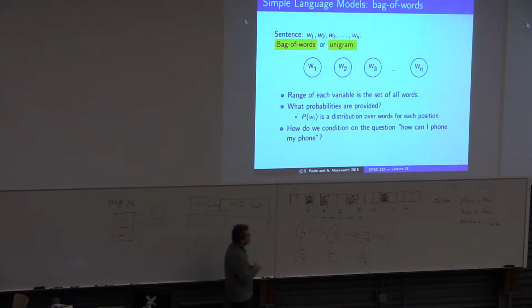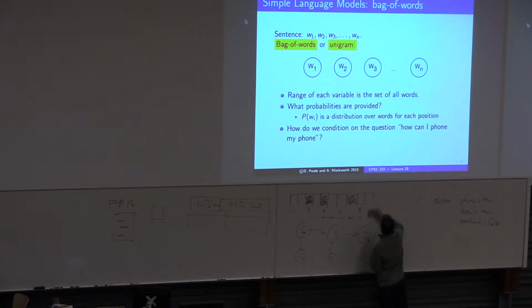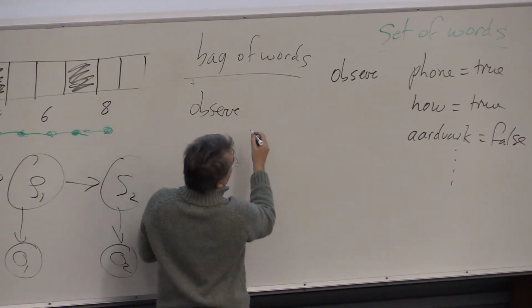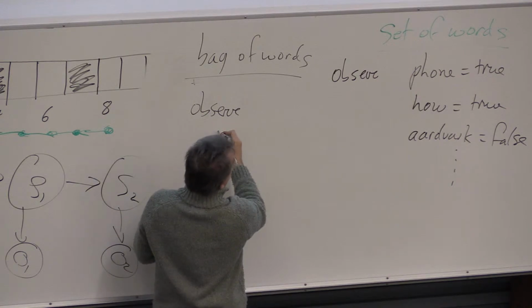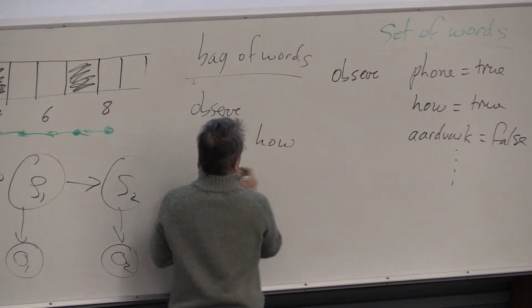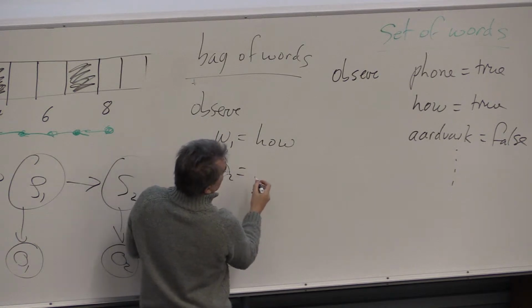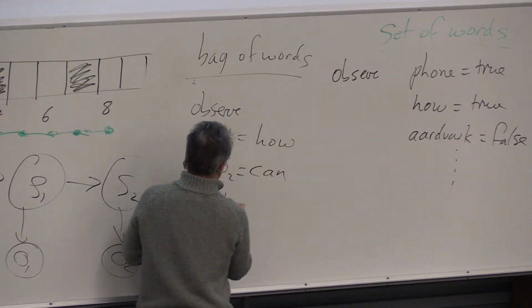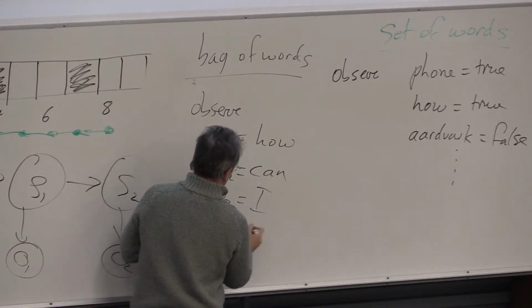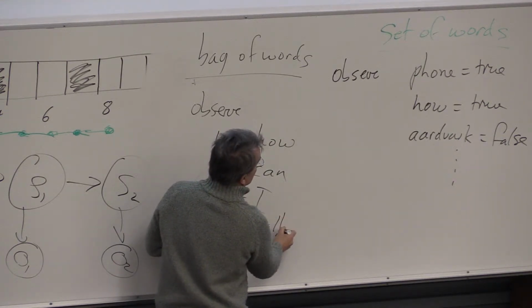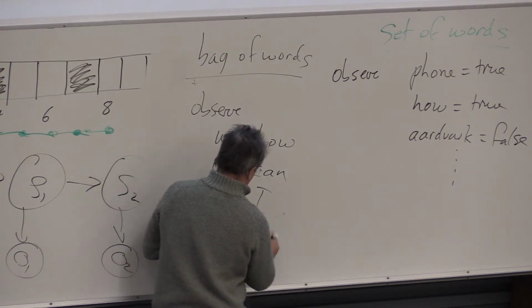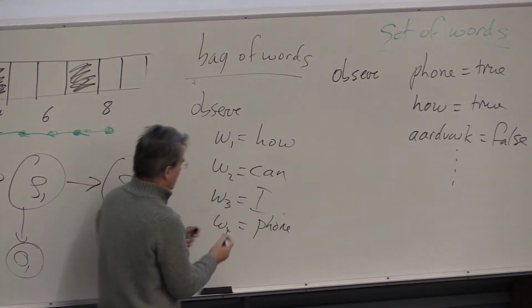On my phone, then you're going to observe W1 as how. We're going to observe it as a bag of words. You're going to observe W1 equals how, W2 equals can, W3 equals I, W4 equals call. How can I call my phone? Okay, that makes sense?